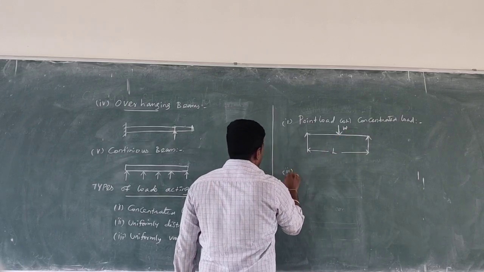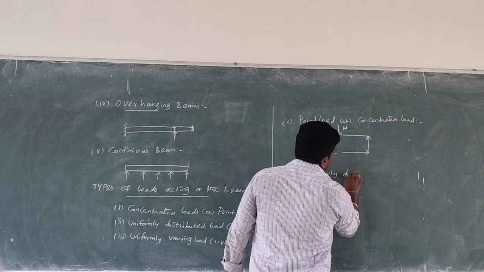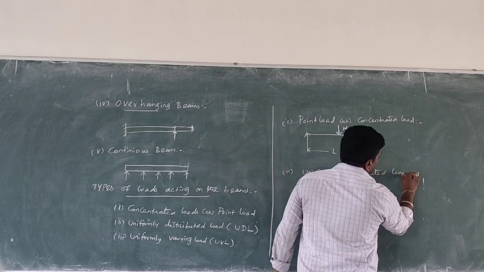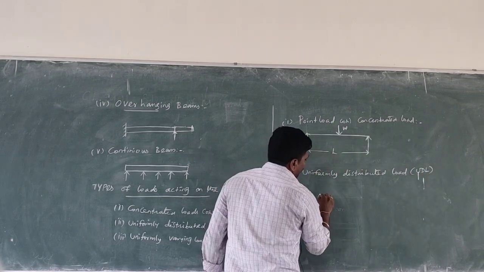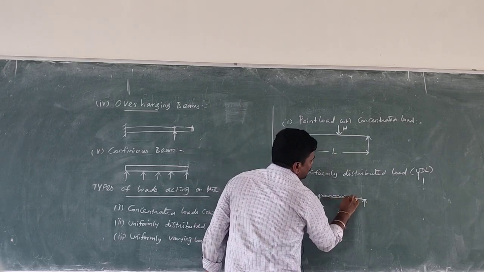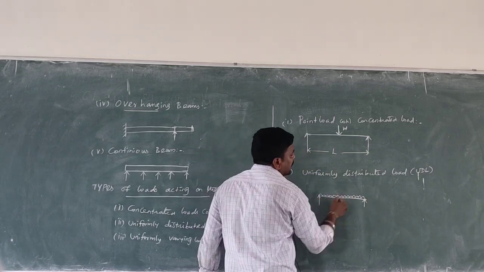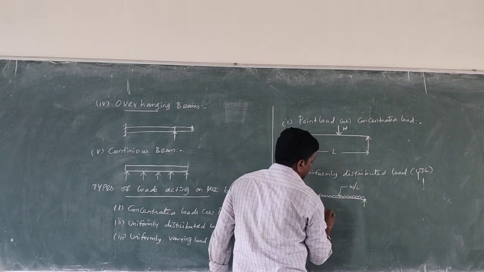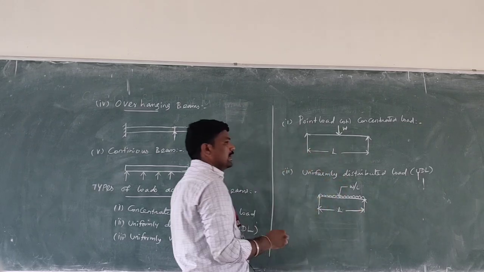And second one, uniformly distributed load, UDL. The load will be evenly distributed. The load will be uniformly distributed over the entire length, and it is expressed as load per unit length. It is called a uniformly distributed load.